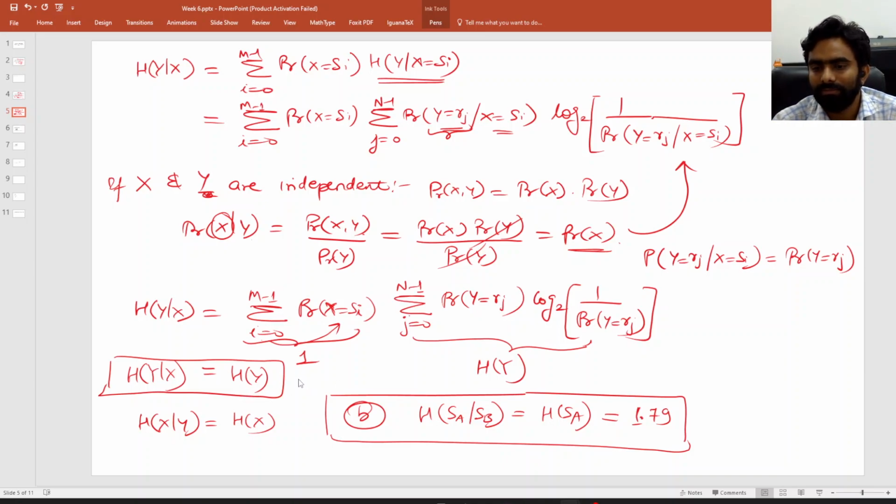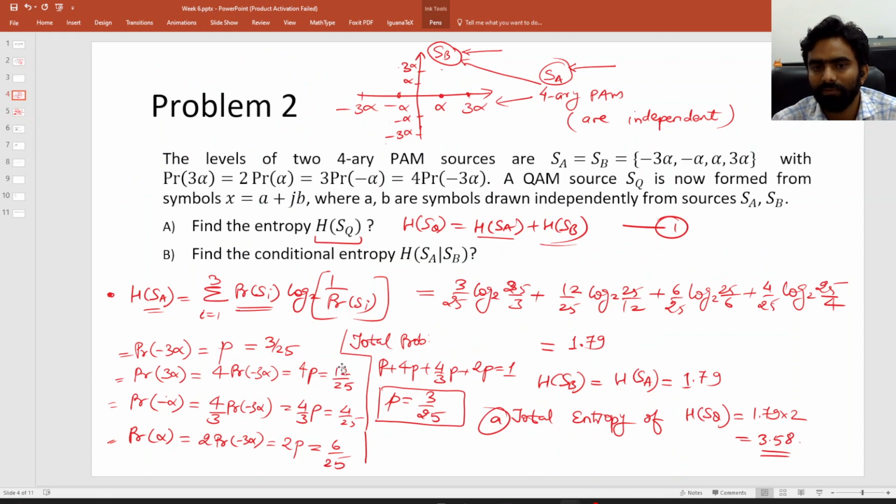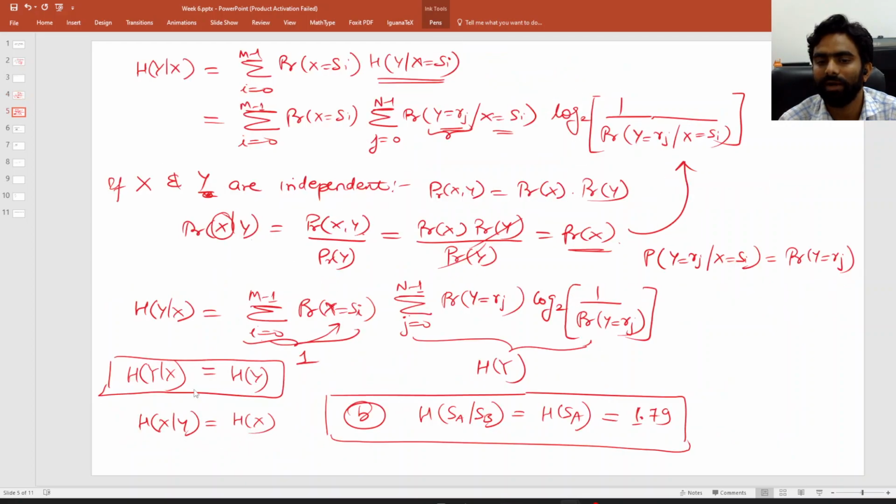Okay, this is clear. So we have already found these two parts, that is the entropy of each source. The two sources are independent, so we can directly sum the entropies of both the sources and get the total entropy. And for the conditional entropy, that is S of A given S of B, since S of A and S of B are independent, directly we can write it would be equal to H of SA, which is 1.71.